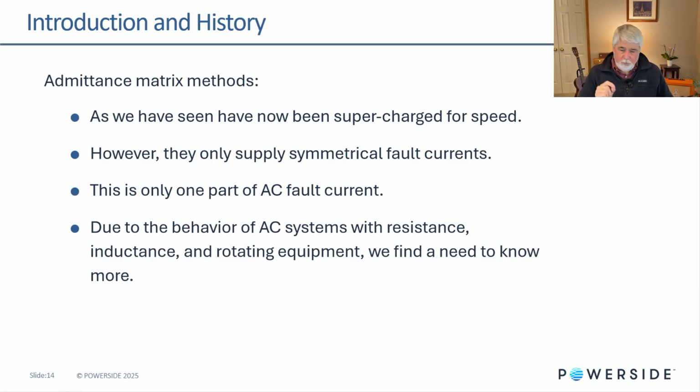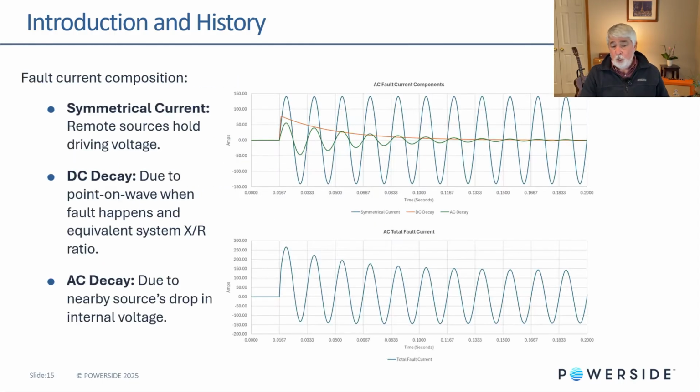They only supply symmetrical fault currents. And this is only one part of an AC fault. Due to the behavior of the AC system with reactance, resistance, and rotating equipment, we find we need to know more. And in fact, 3 key things are involved in an AC fault, and that would be the symmetrical current result, the DC decay, and the AC decay, as shown here in this figure.